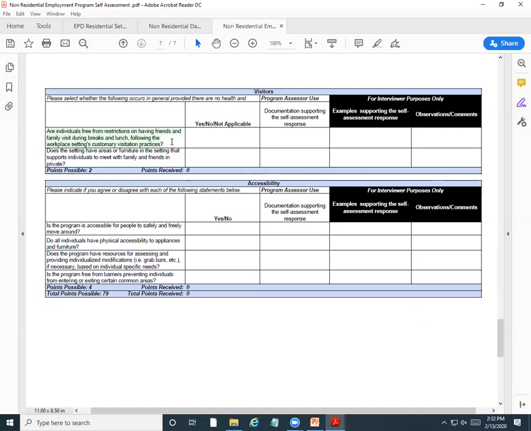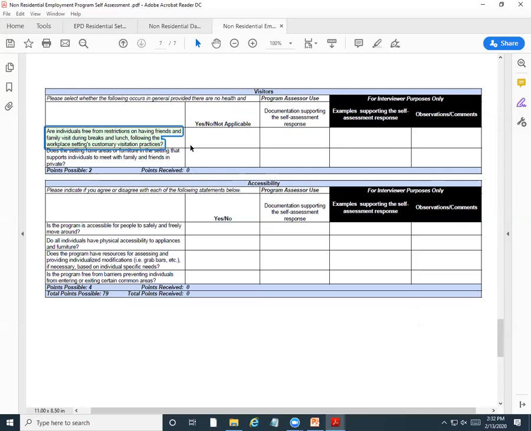Under visitors, this had more to do with visiting hours for residential. For employment, it has evolved to: are individuals free from restrictions on having friends and family visit during breaks and lunch, following the workplace setting's customary visitation practices. We understand this is very specific to the work that might be occurring.